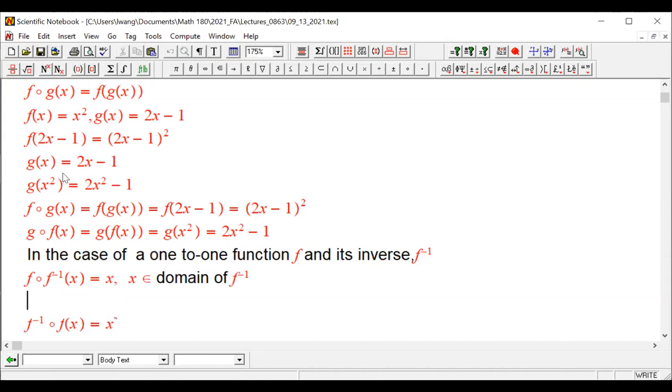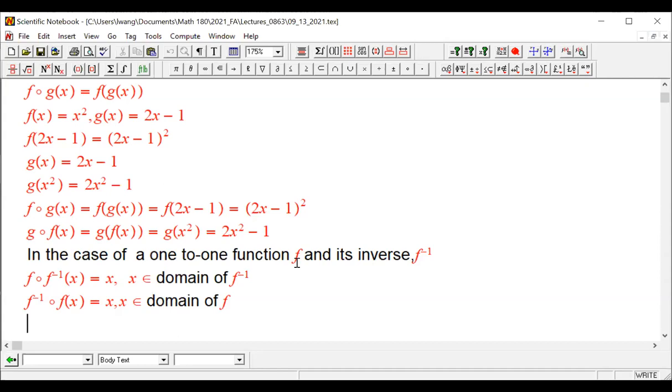Okay, because F inverse is the first rule that applies to X. So X must be from the domain of F inverse. The second X, even though they have the same name, means something different. It will belong to the domain of F. Any questions so far?